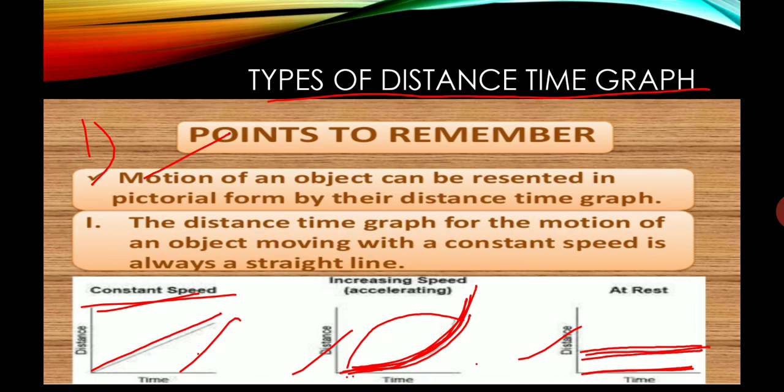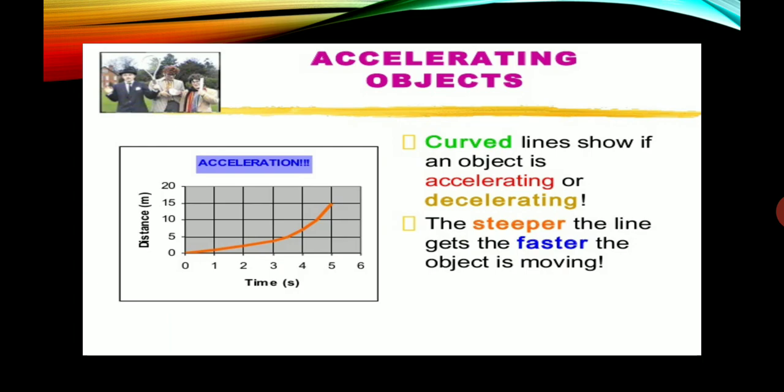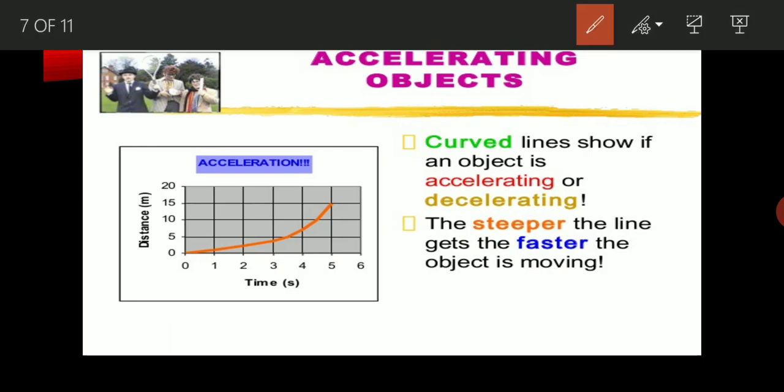So we can get three types of curve on a distance time graph: straight line, curved line, and a line parallel to the x-axis. The straight line indicates constant speed or uniform speed. The curved line indicates increasing or decreasing speed, or non-uniform speed, and the parallel line indicates that the vehicle is in a rest position. Clear? Now here again the same thing is repeated. The curved line shows that the object is accelerating or decelerating, and the steeper it gets, the faster the object is moving. Clear?